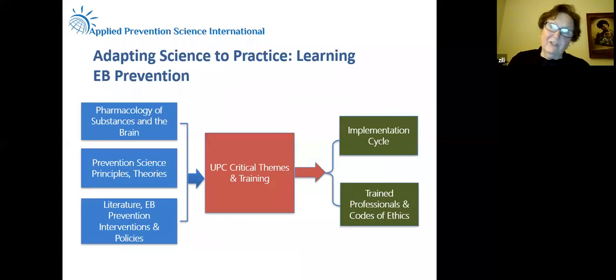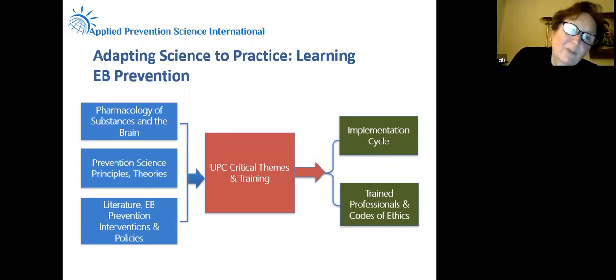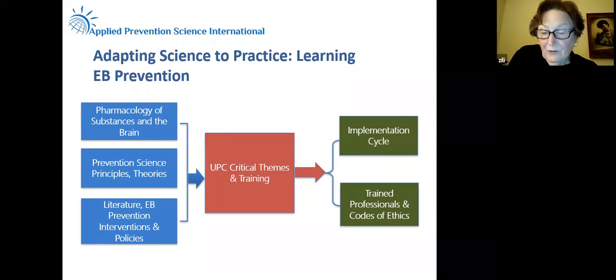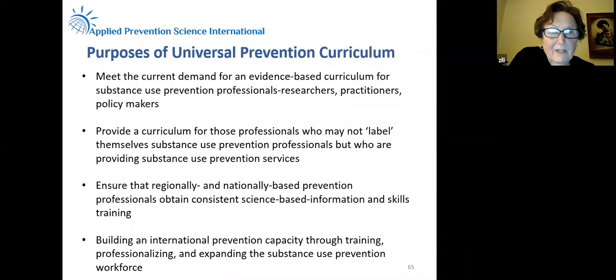Here is the Universal Prevention Curriculum, and what we were trying to do was adapt science to practice. So what we cover is the pharmacology of substances in the brain. We talk about prevention science, principles and theories. We summarize the literature. We talk about evidence-based prevention interventions and policy. There are certain cross-cutting themes that are addressed in the UPC, and they lead towards the end to the implementation of interventions in the community. So I'm coming to an end, so bear with me.